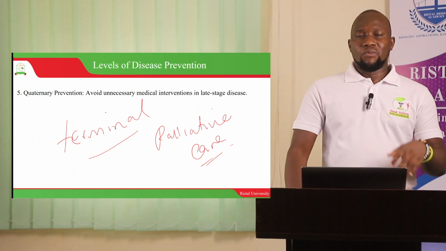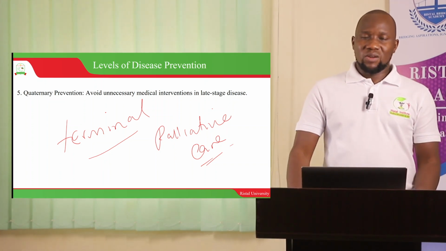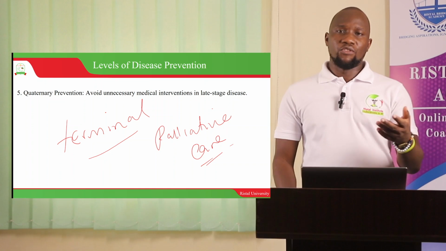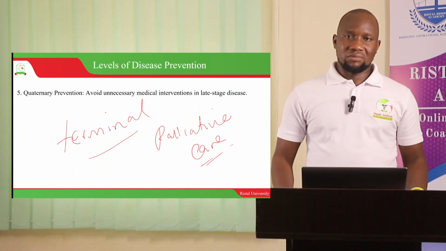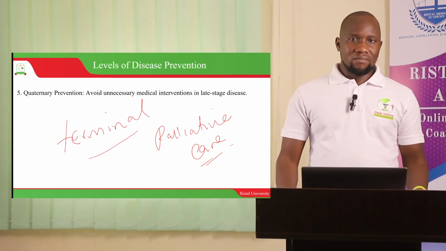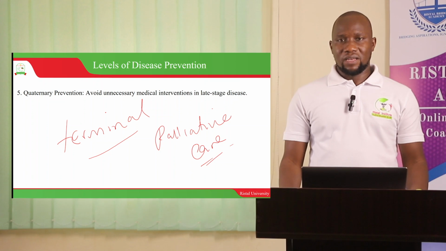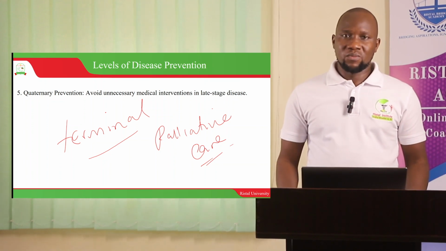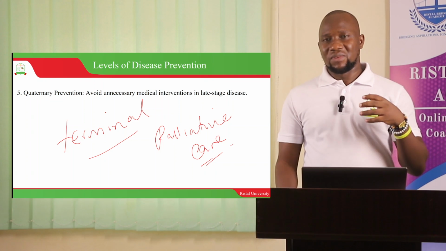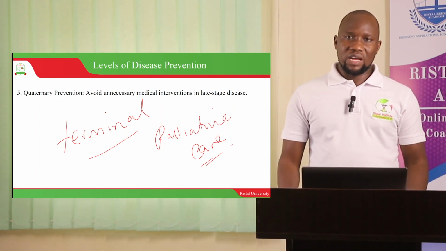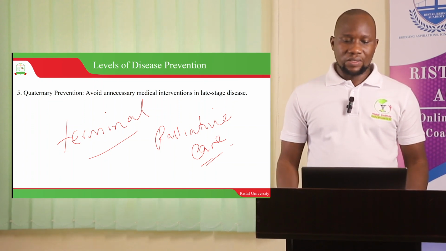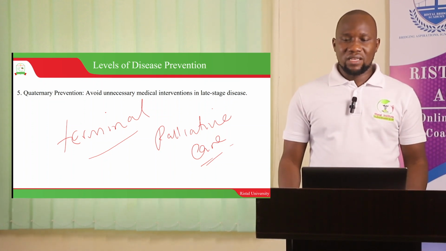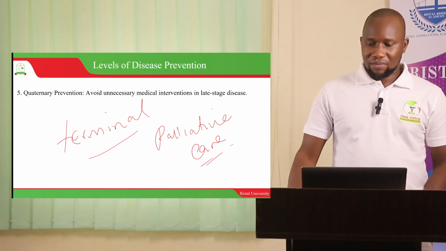You may not be 100% sure, but definitely you have a poor prognosis. Let us say it is stage 4 cancer, and it has attacked all the major organs. Death will definitely happen. So what do you do? Have a very good palliative care team take over, instead of continuing to pump in all these medications when you will not have very promising results. So quaternary prevention is about ensuring that we do not over-medicate or over-diagnose, because we are dealing with a terminal case.